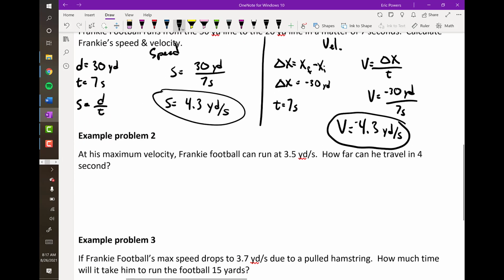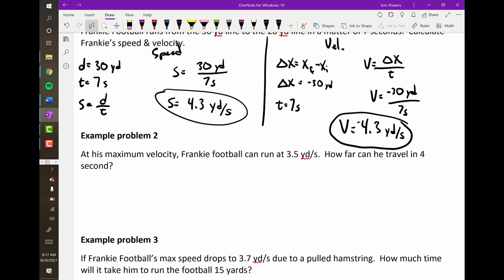Let's try another one. Has maximum velocity. Frankie can run at 3.5 yards per second. So I'm going to go ahead and stop right there for a second. I know that his velocity, 3.5 yards per second. How far can he travel in 4 seconds? T, 4 seconds. Okay, so how far?